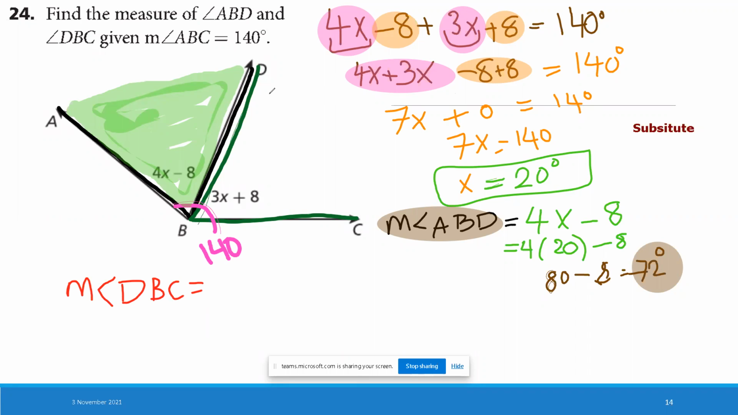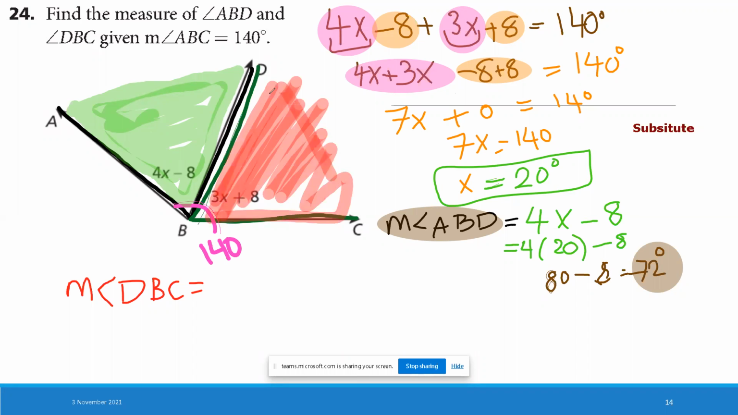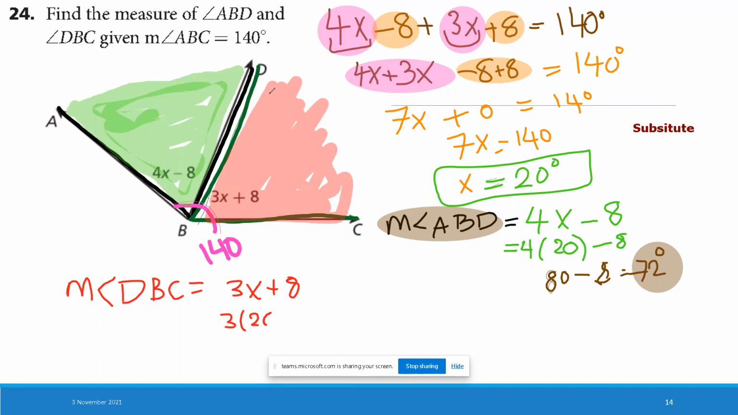From where you are now, what is the measure of the angle DBC? Substitute x equals 20. So you have to use this expression, okay? 3x plus 8. 3 times 20, bravo, plus 8 equals 68 degrees. Thank you.